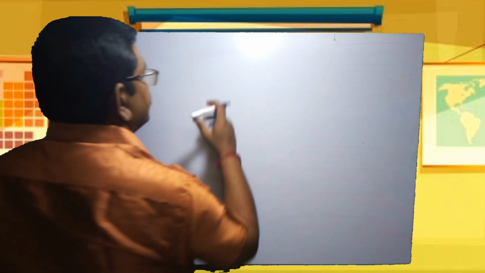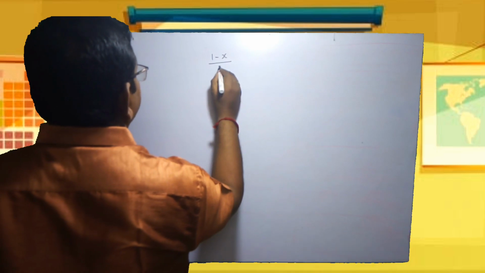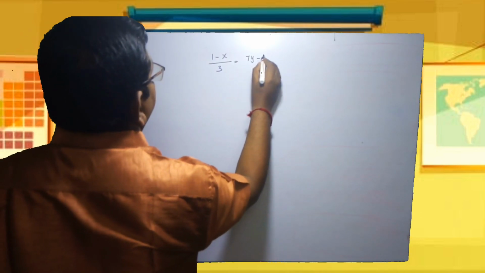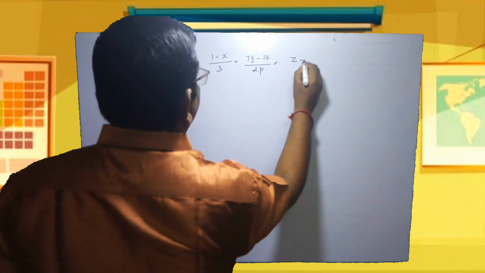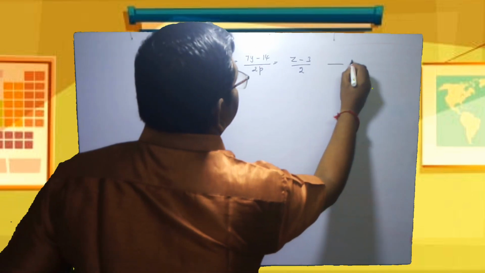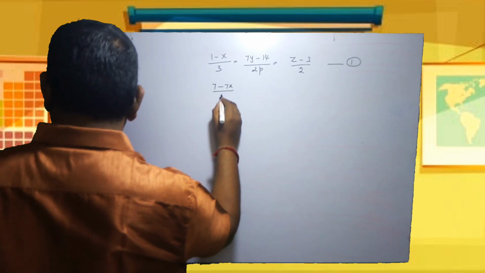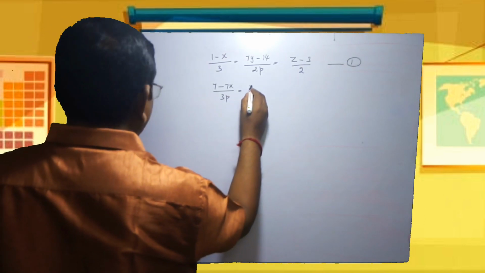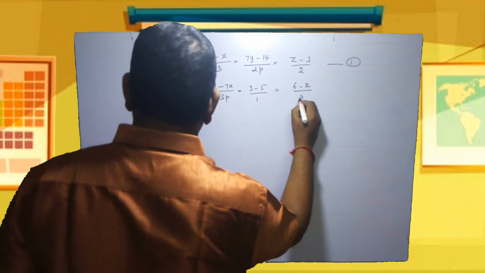Now let us take a question. Here the equations of the straight lines are given. The first one is (1 minus x) divided by 3 is equal to (7y minus 14) divided by 2p is equal to (z minus 3) divided by 2. This is the equation of the first straight line. And another one is (7 minus 7x) by 3p is equal to (y minus 5) divided by 1 is equal to (6 minus z) by 5.